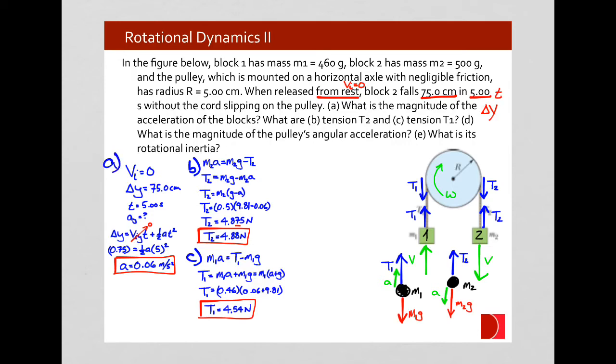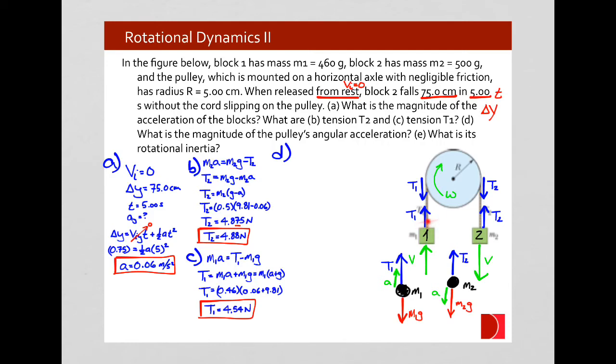Now that we want to find the magnitude of the pulley's angular acceleration, we know that block 2 is falling at 0.06 meters per second squared. That block 2 is accelerating downward at that rate. And we know that because it's connected by a rope, block 1 has to be accelerating upward with 0.06 meters per second squared of acceleration.